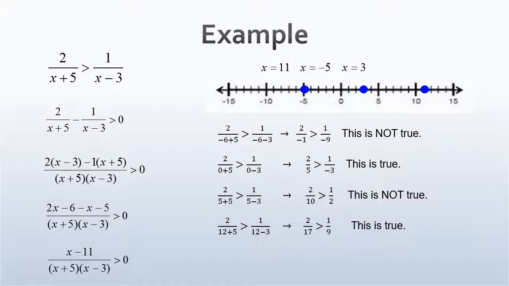And it turns out that my solution is between negative 5 and 3 and greater than 11. Now this time I didn't need to worry about the 0 denominator because it was a strictly greater than problem, so it didn't have an equal to, and that made it a little bit easier.